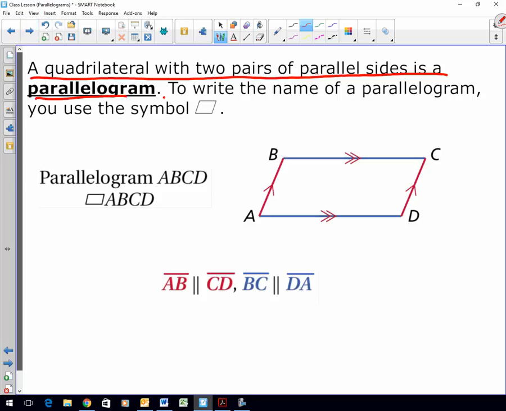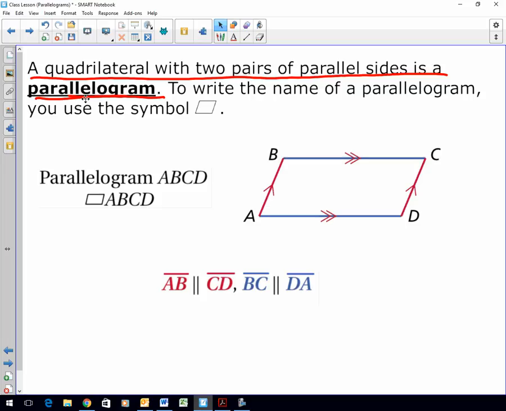So our hierarchy: quadrilateral, parallelogram. Anytime you have two pairs of parallel sides in a quadrilateral, you have a parallelogram. We were very original with our name, right? To write the name of a parallelogram, use the parallelogram symbol.